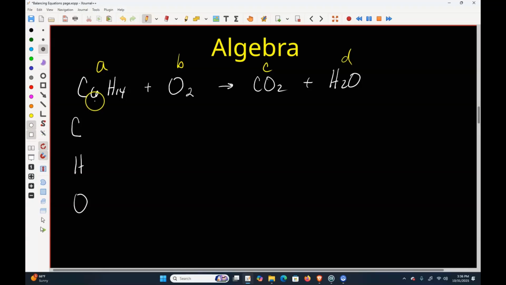So the C6H14, I have 6 carbons in A. I have 0 carbons in B. We'll treat the yield sign like an equal sign. I have 1 carbon in C. I have no carbons in D. For hydrogens, I have 14 hydrogens in A plus 0 in B. I have 0 hydrogens in C, but I have 2 hydrogens in D.